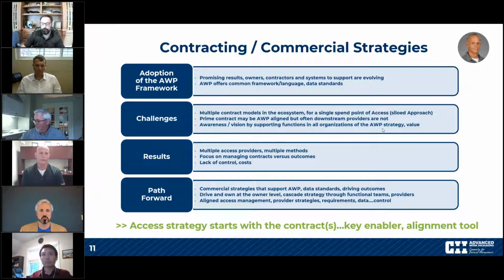What we end up with is a much more robust, aligned access management approach. We have a more strategic approach versus reactive. We understand requirements, we understand what the data needs are, and we can actually control the project. Okay, next slide. Next slide, please.